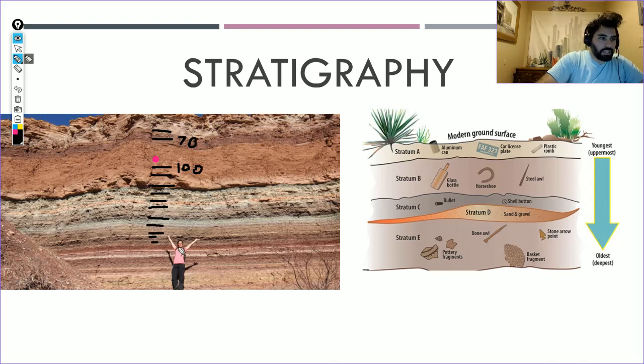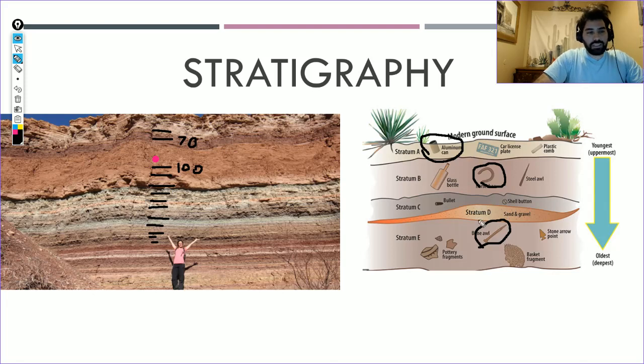The lower something is, the older it is, right? For example, let's say I have this aluminum can. I find it, and then I keep digging down, and I find a horseshoe. And then I keep digging a little farther, and I find a bone owl. How do I know which one's older? Well, the one that's deeper down is the older one, right? The one that's in the lower layer of rock.